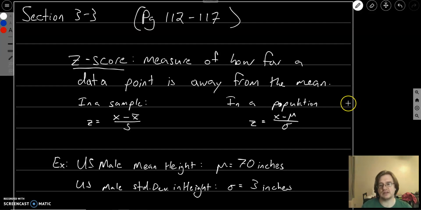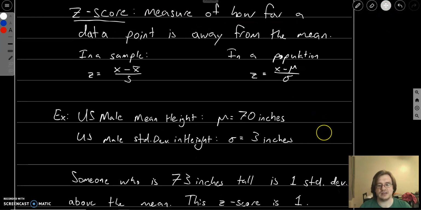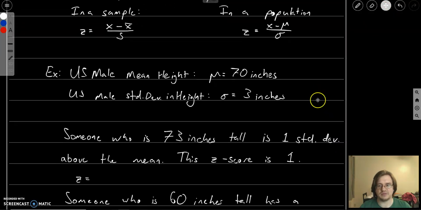So if a data point is really big and it's a lot bigger than the mean, we'll have a large z value. If we're really close to the mean, we'll have a very small z-score. So z is just going to measure how far away we are from the mean. And I think the best way to introduce the definition is with an example.